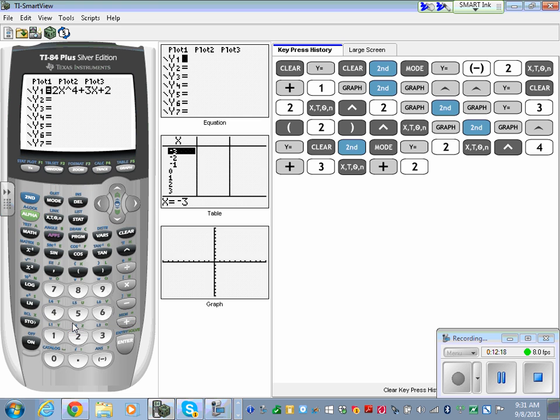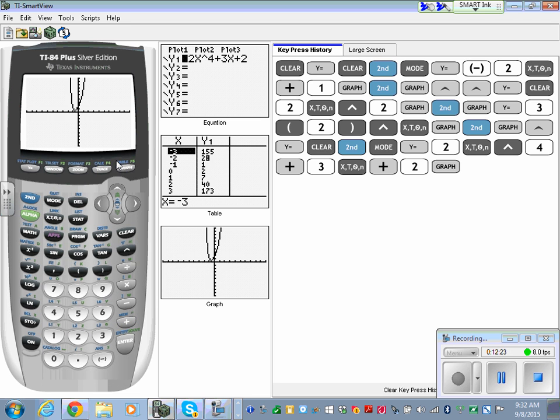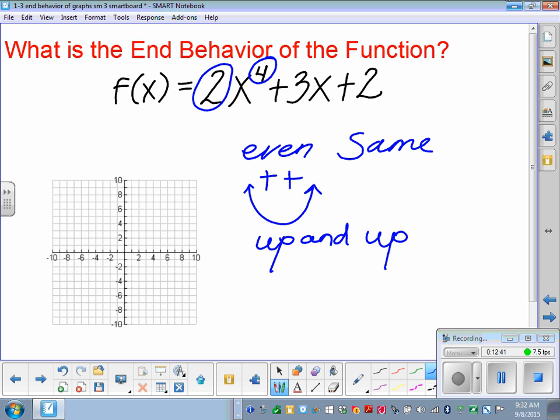Now, if I hit graph, so right up here, notice the key is graph. I hit graph. Looking at my end behavior here, it's going that way and that way, so it's going up and up. Is that true? It's not a parabola. Parabolas are perfectly symmetric, but end behavior works the same. So we used our knowledge of what a parabola would look like, and it did work the same. Is everybody okay with that? Okay, awesome.